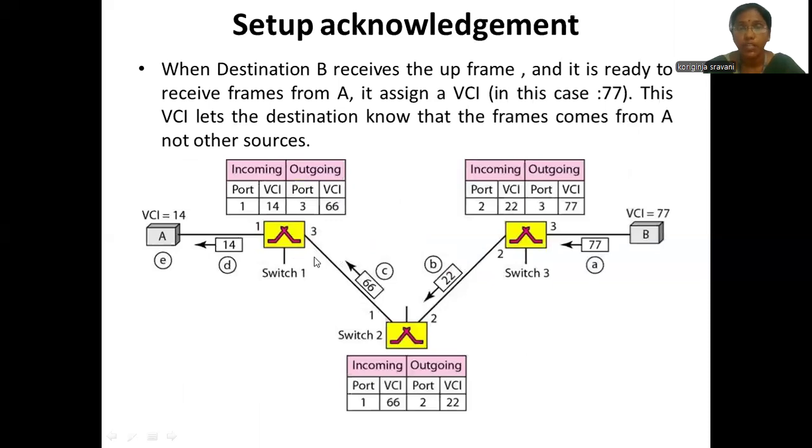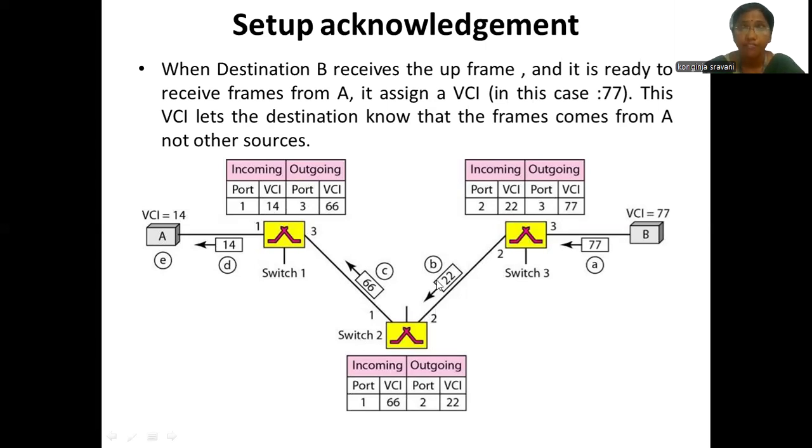After the setup request has been sent from source to destination, the destination B receives the frame. If it is ready to receive the data from A, it assigns a VCI. The responsibility of the receiver is to assign the VCI, that is 77, and this VCI lets the destination know that the frames come from A. So here 77 is received, and here 22, and here 66.